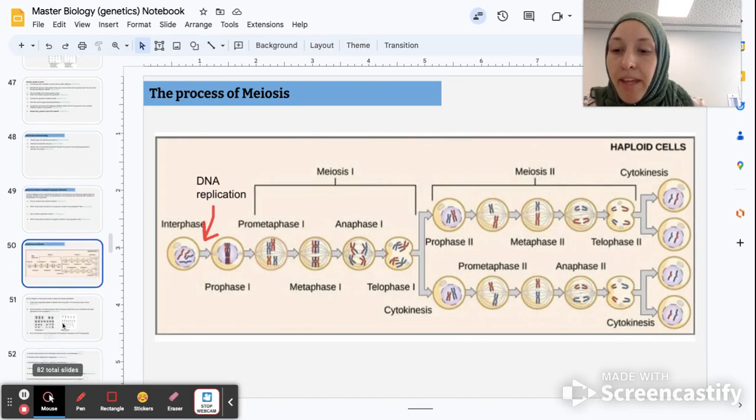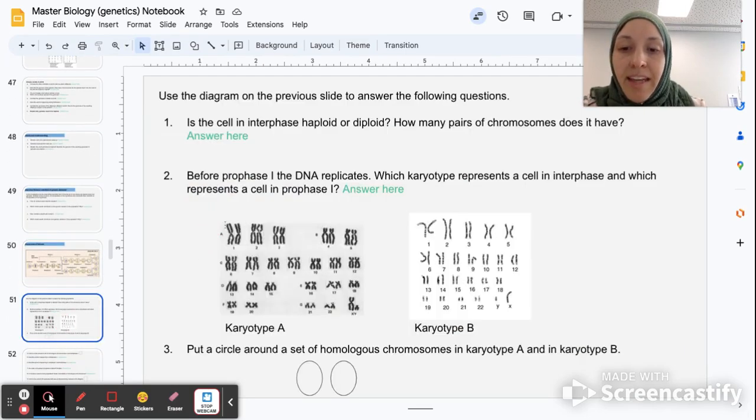So when DNA replication happens, now our chromosomes have a replicated version that they are attached to. So here is my original chromosome, and now it replicated, and I have two identical copies of my genetic information attached to each other.